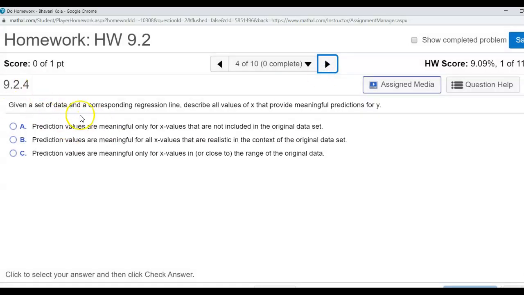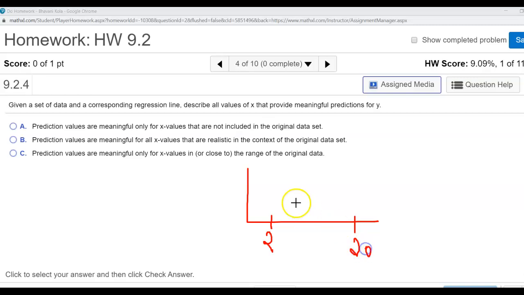Okay, this is very important. I want to go ahead and do this one. Given a data set and a corresponding regression line, determine all the values that provide meaningful predictions. So what I mean by that is, let's say you have your x values from 2 to 20, right? You can only predict the y values that are close range. That is, you can go one below.